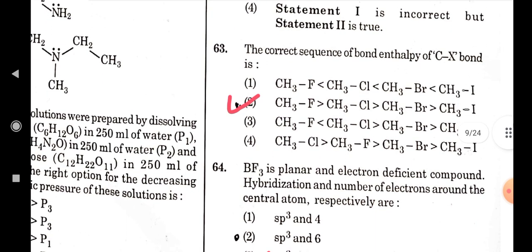Next we have the correct sequence of bond enthalpy for C-X. Now we know that for the C-X bond, as the size of the halogen atom increases, the bond length increases. As the bond length increases, the bond enthalpy decreases. So CH3F, the C-F bond having the least bond length, will have the highest bond enthalpy, and it will decrease gradually to C-Cl, C-Br and C-I. So the correct option will be option number 2.